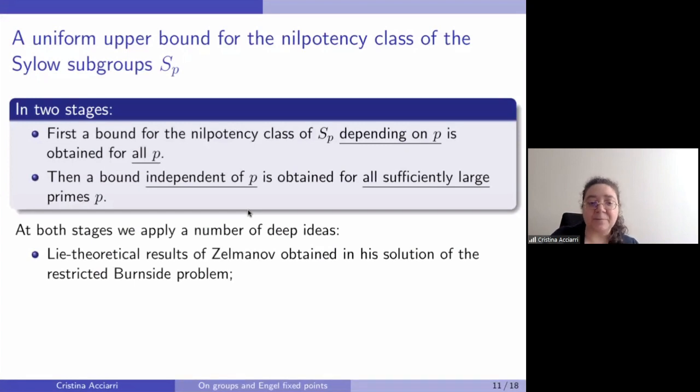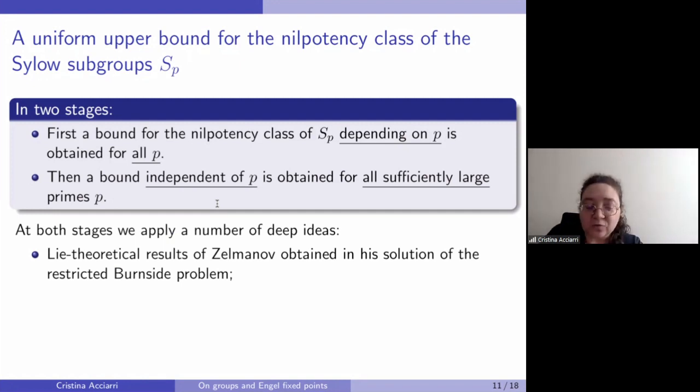And the second step is to get a bound independent of p, but this is obtained for sufficiently large primes p. And I will try to explain later. It's a bit technical, this second part. So you see the combination of these two things, having a bound depending on p for each Sylow, and then a bound for the nilpotency for, let's say, large p, combined together will give what we want for the nilpotency class of G.